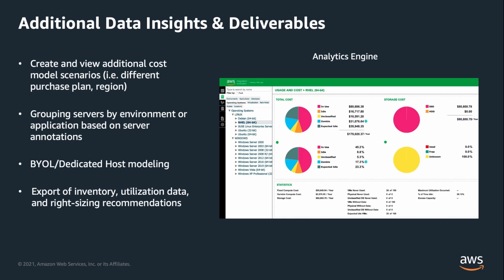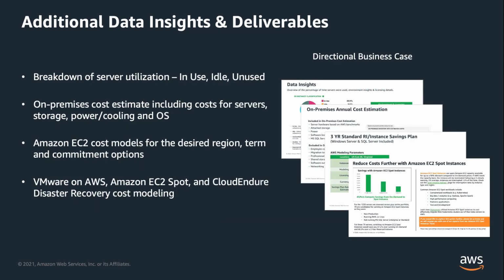The analytics engine is available on request at the end of your assessment. There is no time limit for accessing your assessment results in the analytics engine. The directional business case is also available on request at the end of your assessment. It includes an overview of the scope of the assessment, a breakdown of server utilization, an on-premises estimate of your current costs, and one or more cost models for migrating your workloads to Amazon EC2. Depending on the scope of your assessment, you may also receive additional pages with data on migrating VMware workloads to VMC, migrating non-production servers to Amazon EC2 Spot instances, and using CloudEndure to migrate servers quickly and easily.